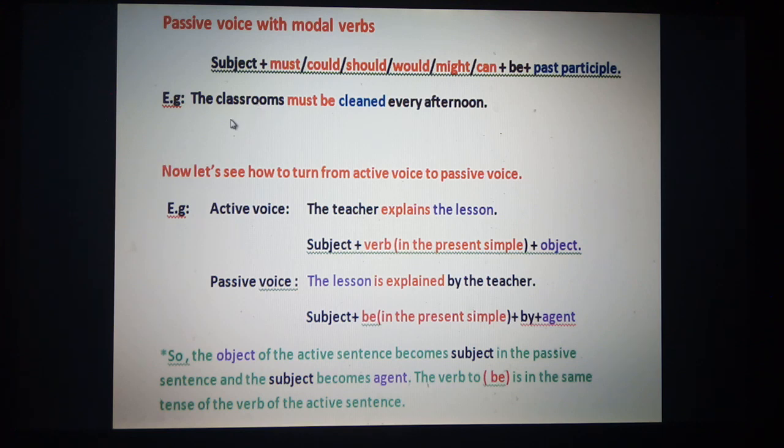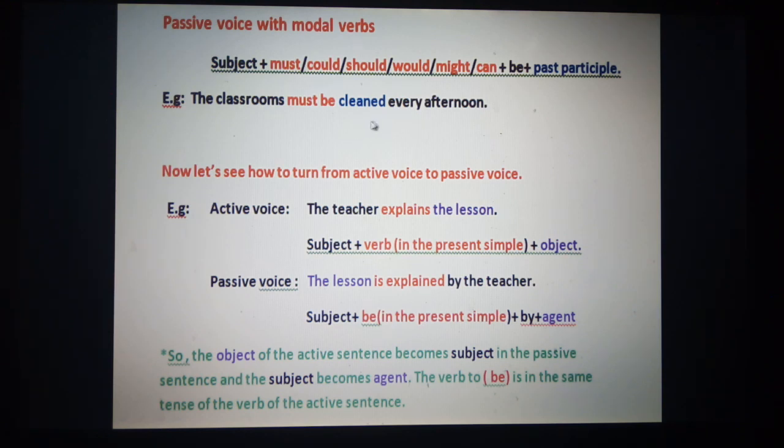Look at the example. The classrooms must be cleaned every afternoon. You see, must, then be in the infinitive, then the past participle. You could say could be cleaned, or should be cleaned, or would be cleaned, and so on. So the modal verb is followed by an infinitive, be, then the past participle.